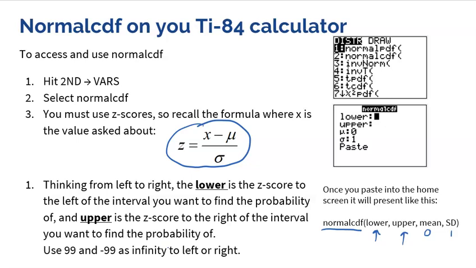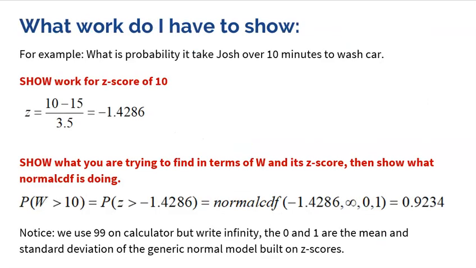All right, so let's recap exactly what you have to show to get the answer. And it sounds like this is a long process, but when you actually do it, it's very quick. So a lot of kids ask me, what do I have to show? Well, you have to show the work to find the z-score. So the question is, what's the probability it takes Josh over 10 minutes to wash his car? So the first thing I have to show my work of, and I have to show my work very neatly, just like this, is how to find the z-score for 10 minutes. It's very simple. 10 minus 15 divided by 3.5. And please label that with a z. I hate kids that just show the work. They don't actually call it a z-score. You know, call it what it is, please.